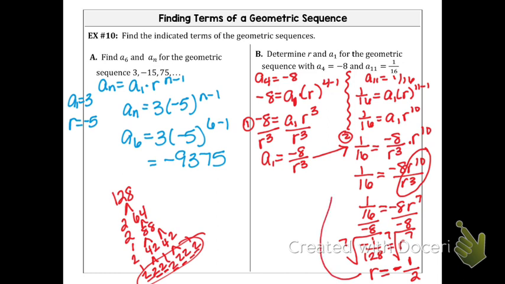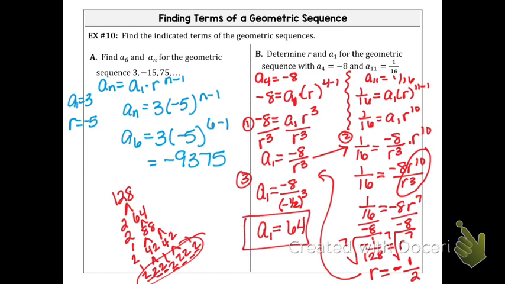Once you find r, then come back up here to this other equation and plug it in so you can find a sub 1. And so we know a sub 1 is equal to negative 8 divided by r cubed, which is negative 1/2 cubed. Work that out, and we get that our first term, a sub 1, is equal to 64. Now, I know we're not supposed to box it, but I'm going to do this so you can see what I have here a little easier. So we found our first term and we found r.